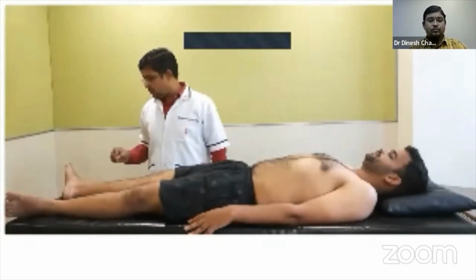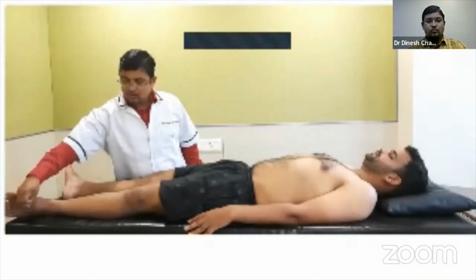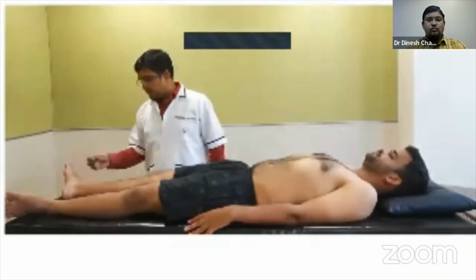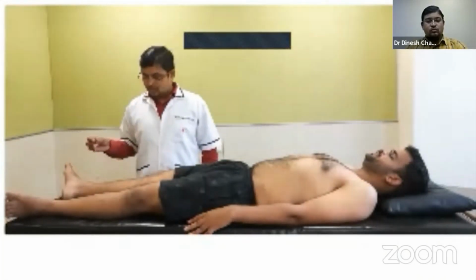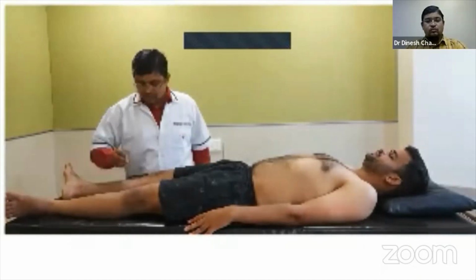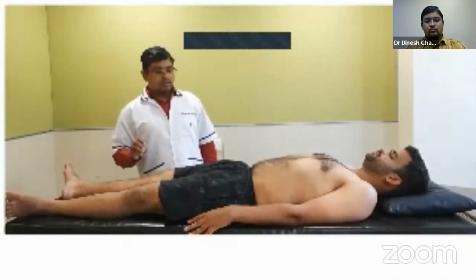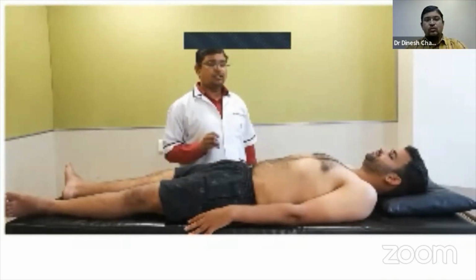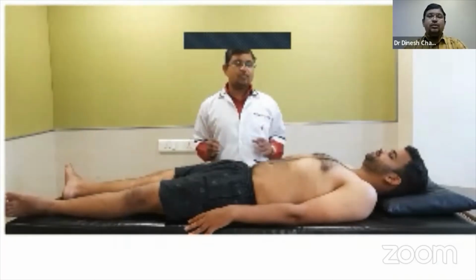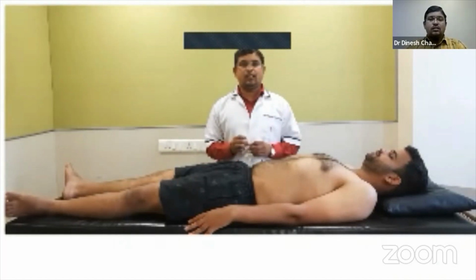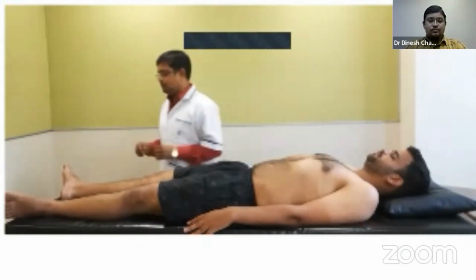Now L4. Now L5. Now S1. Now S2. And at the sacral region, S3, S4, S5, the genital area, like this we have to test the light touch and pinprick sensation.